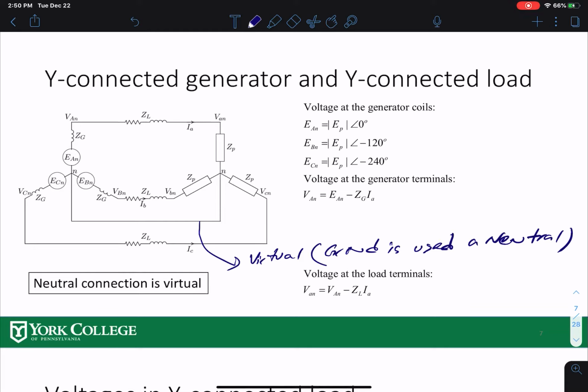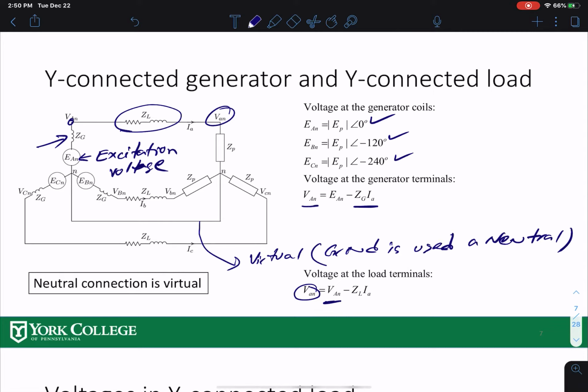Over here, this is called excitation voltage. The voltage actually generated by the generator is called excitation voltage. So this excitation voltage, E_AN, is the reference. As we're using positive sequence, this is negative 120, this is negative 240. Now if you come to this point, you have to subtract whatever loss there is if you're carrying the current I_A. So V_AN is basically the voltage at this point minus the loss: E_AN minus Z_G I_A minus Z_L I_A.